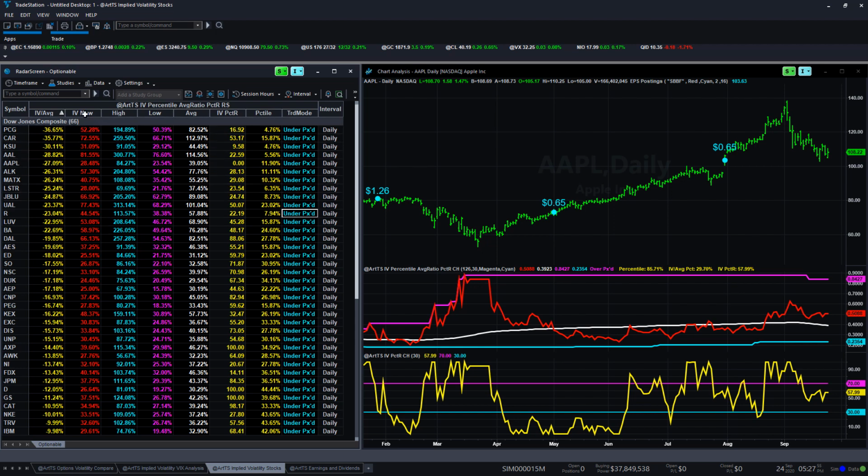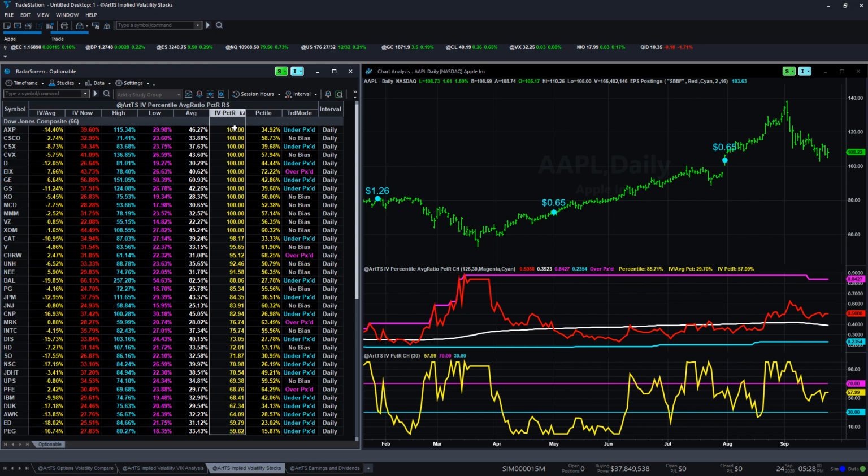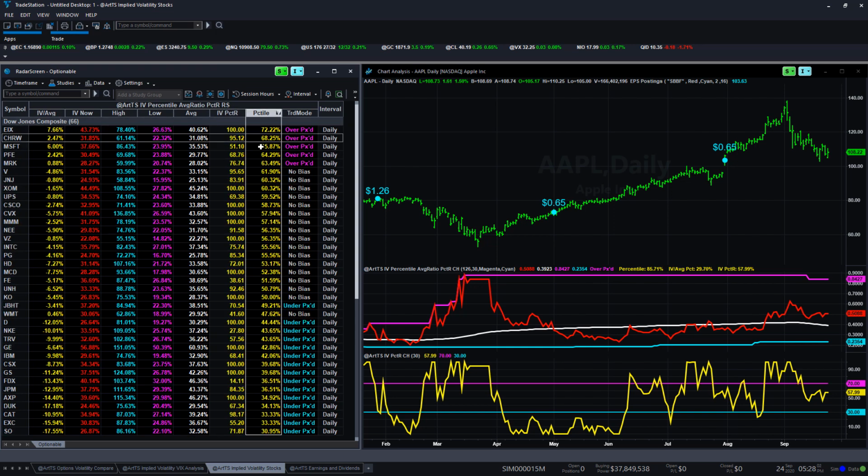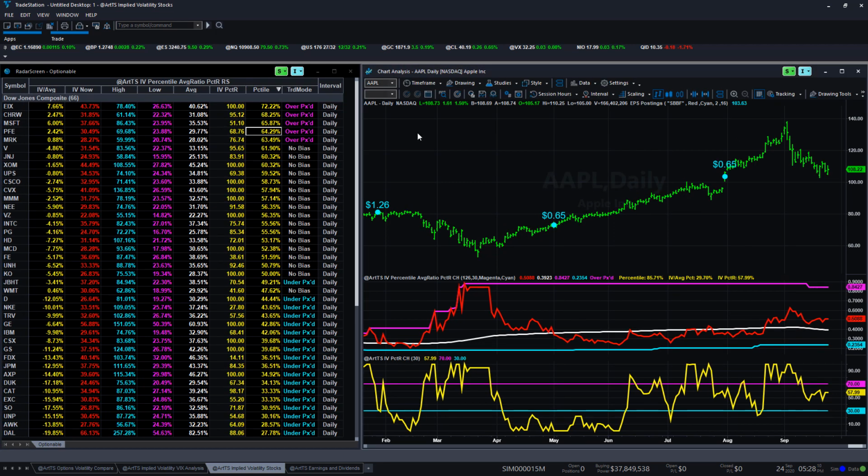So there's the implied volatility now, the high, low, the average. There's the percent R, and there's the percentile. I can sort on any of those values. And those are the custom tools that I'm providing here.